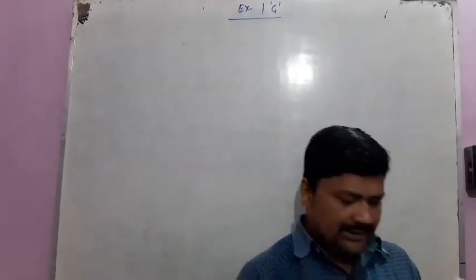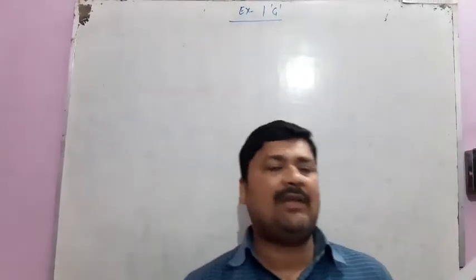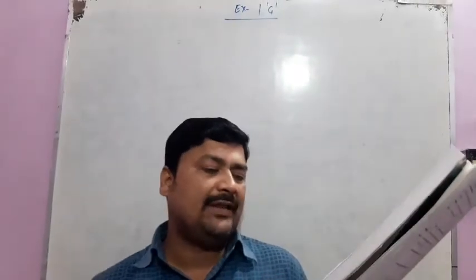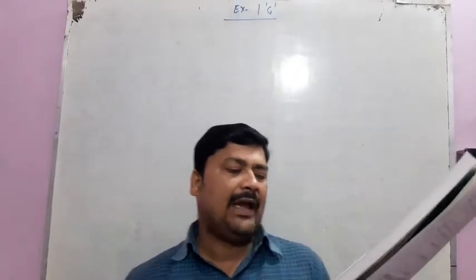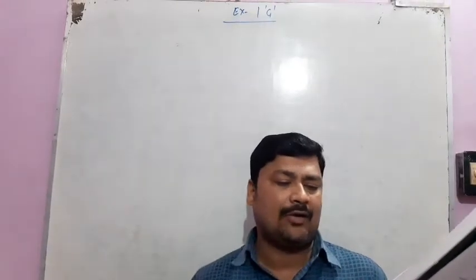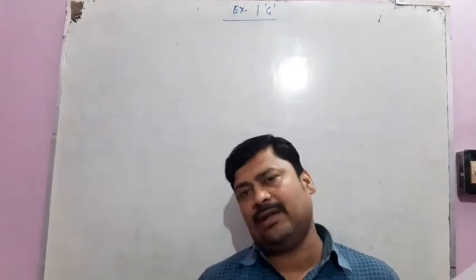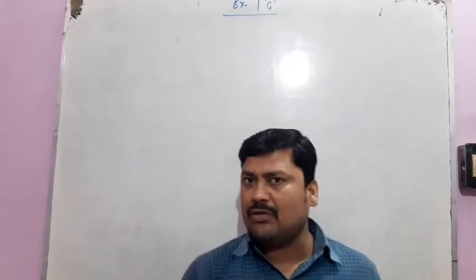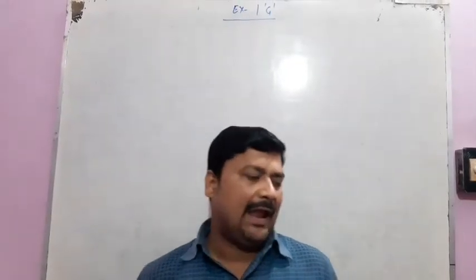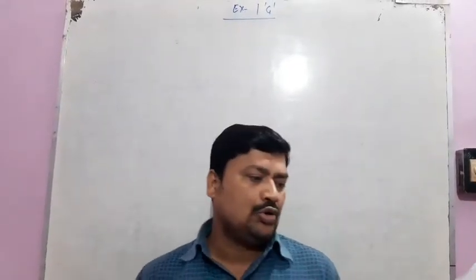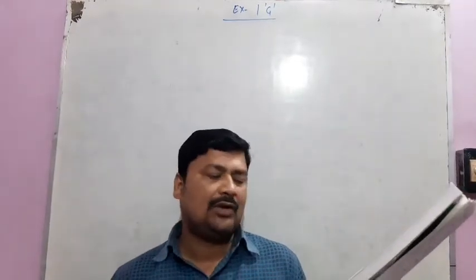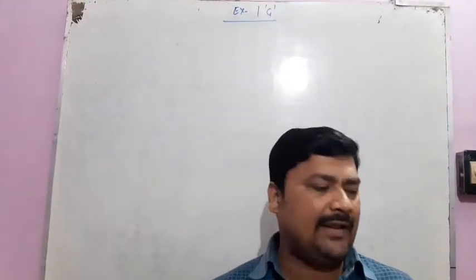Here the first question is: from a rope of 11 meter, two pieces of length 2 whole 3 by 5 meter and 3 whole 3 by 10 meter are cut off. What is the length of remaining rope? The length of total rope is 11 meter, and from that length two pieces, one of length 2 whole 3 by 5 meter and second of length 3 whole 3 by 10 meter is cut off. What is the length of remaining rope?